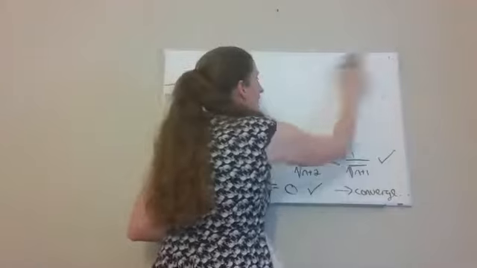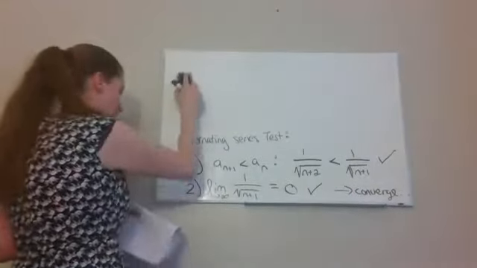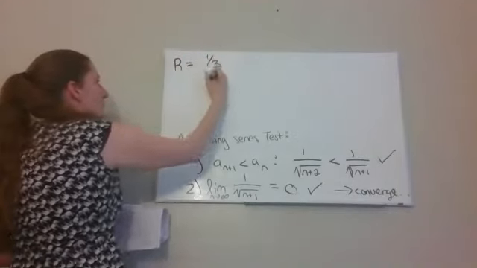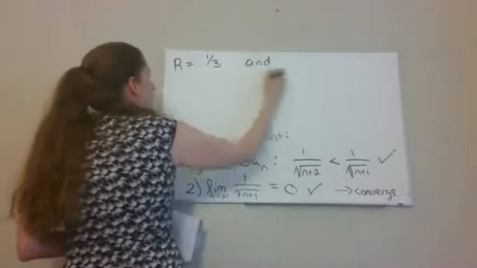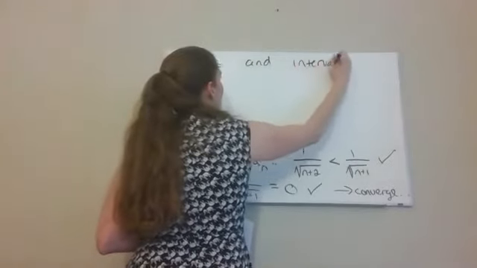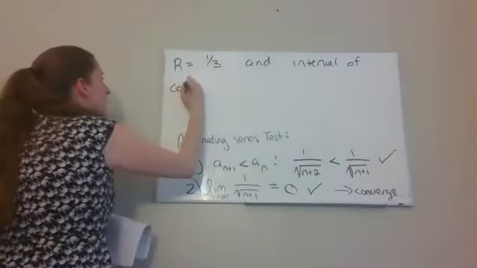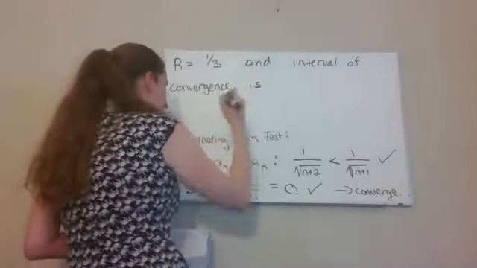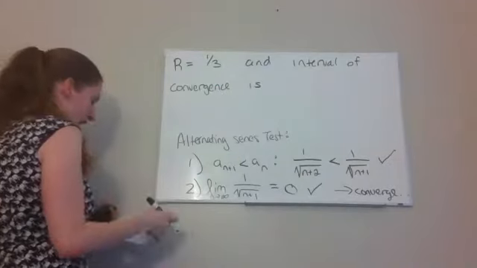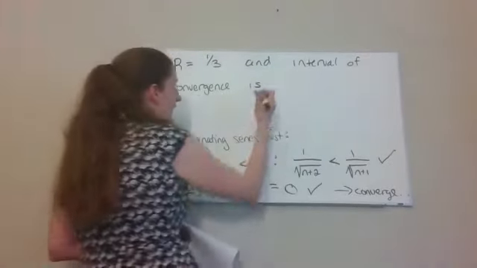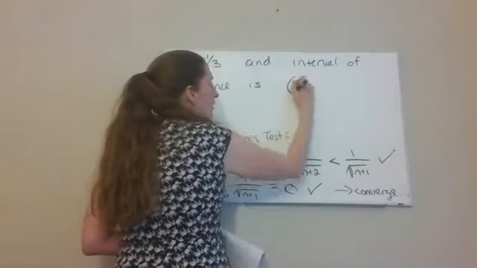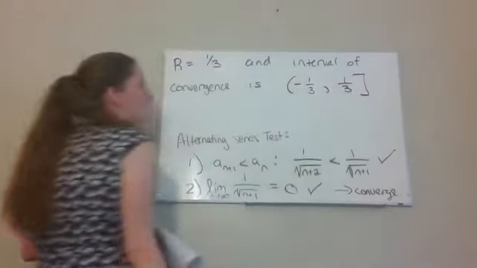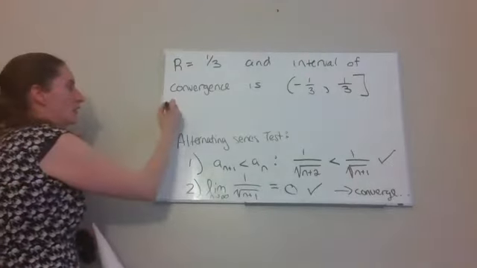So now I can write down what my interval of convergence is. We had before that our radius of convergence was 1/3, and the interval of convergence we said was between negative 1/3 and positive 1/3. And now we know with negative 1/3 we diverge, and with positive 1/3 we converge. So we have a parenthesis with negative 1/3 and a bracket on the positive 1/3 to get our interval of convergence.